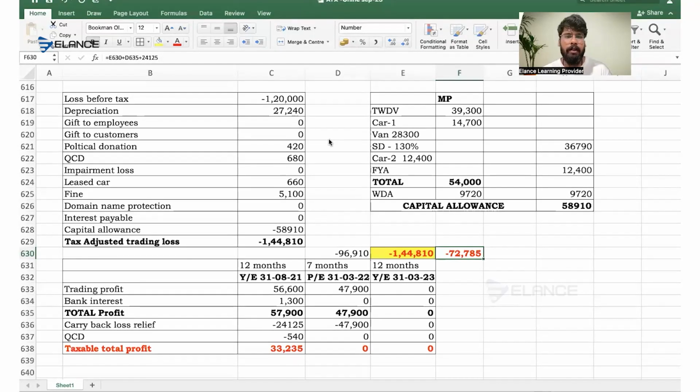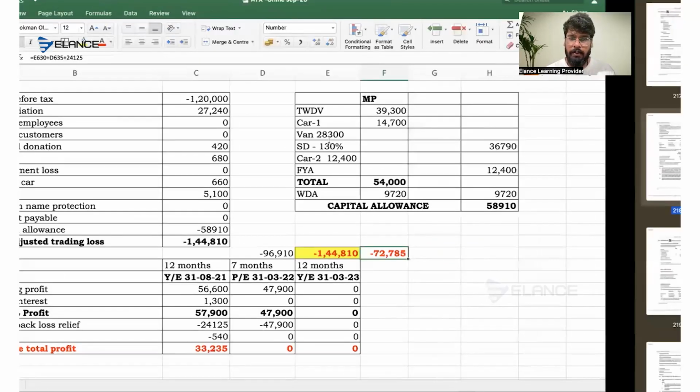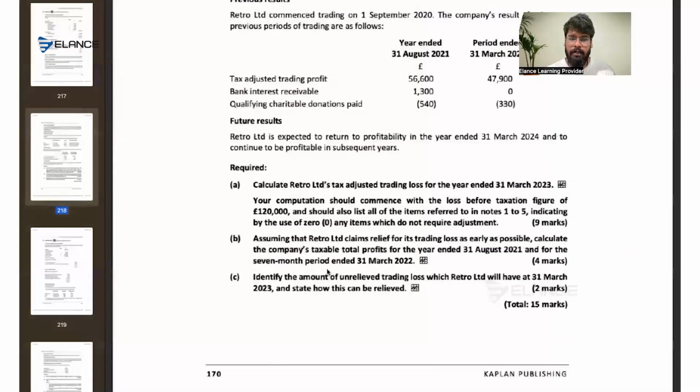So this 72,785 of the trading loss is still unrelieved, and we can carry forward that loss to the future, and we can set off that loss from the total profit after reserving QCD. Okay, that is the answer of the third requirement. So we are done with the question.